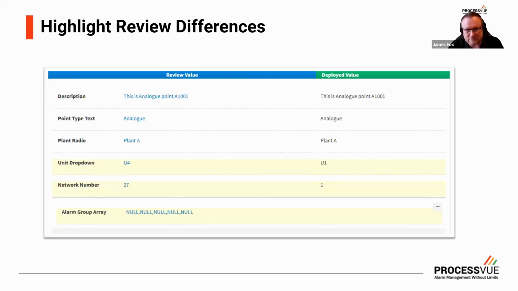So when approvers log into the software, they can enable this option and it will highlight every setting, every alarm configuration setting that has been changed as part of the review process. So an approver can easily log on, see straight away what changes have been made, and then approve them. So it makes the whole approval process a lot simpler and faster.